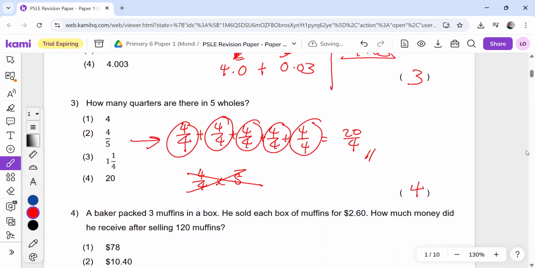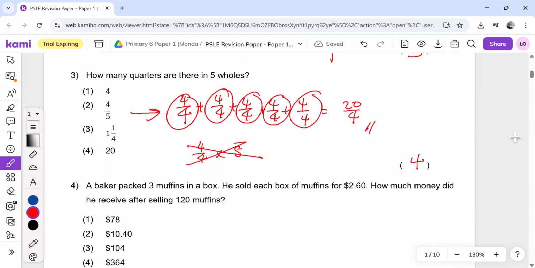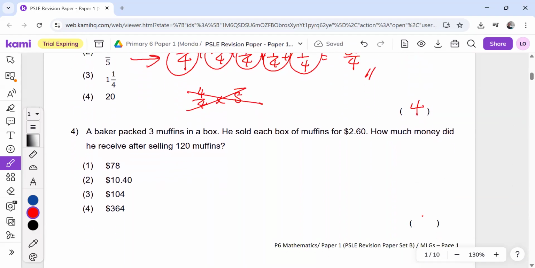Okay, let's go on to the next one. Number four, the answer will be number three. Is there a shortcut for this, even though it's a 1 mark question? A baker packed three muffins in a box. He sold each box of muffins for $2.60. How much money did he receive after selling 120 muffins?